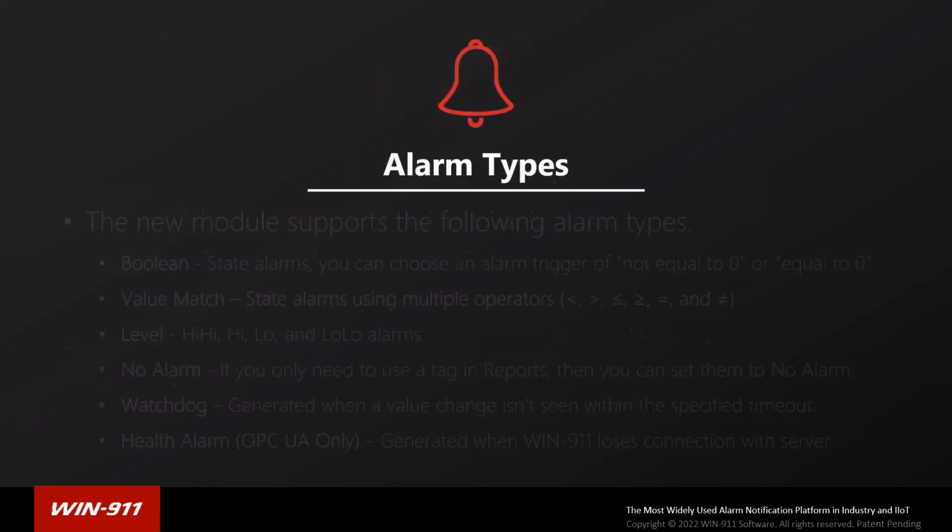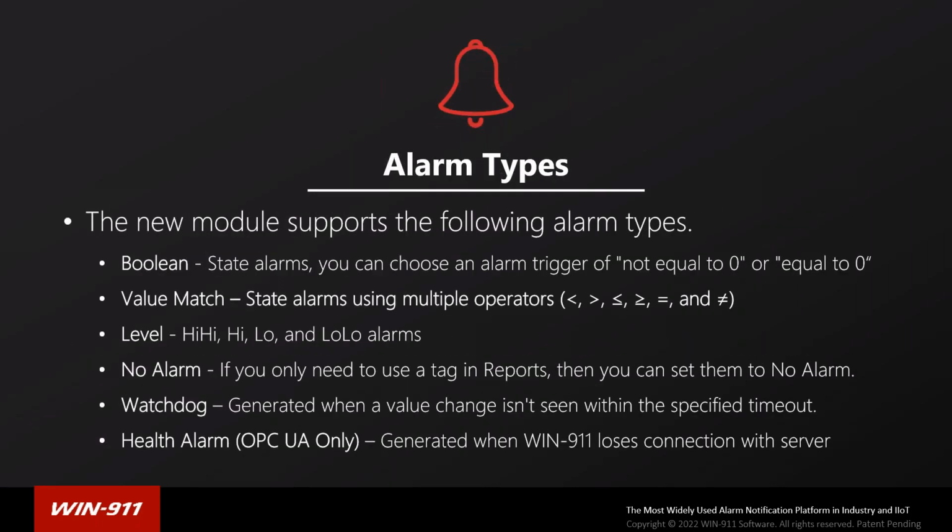So the alarm types that we're supporting, these are them. I'll go through each one real quick. We've got Boolean alarms, and these are just state alarms where you're choosing a trigger equal to 0 or not equal to 0. I think everyone knows how a Boolean alarm works, and these are actual Boolean tags that you're connecting to.